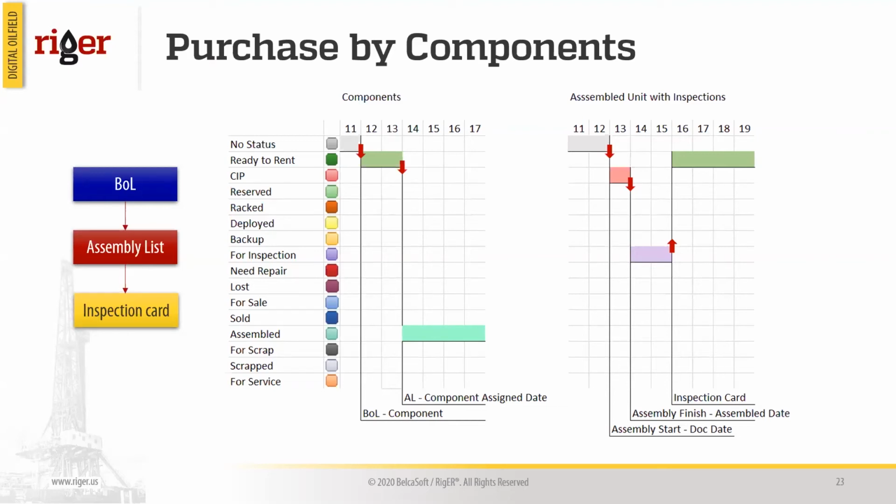Another thing which we recently added to RigER was purchase by components. When you build a rental unit by yourself, purchasing different components. So you purchase components, they become ready to rent status, then you build an assembly list and build them together. And optionally, it could be an inspection card or quality control checklist when you finalize the assembly and move equipment to ready to rent status. So this is one of the ways you can purchase equipment.